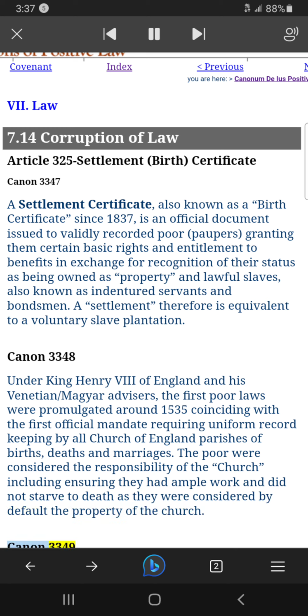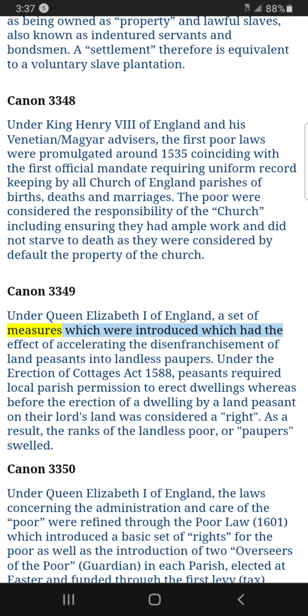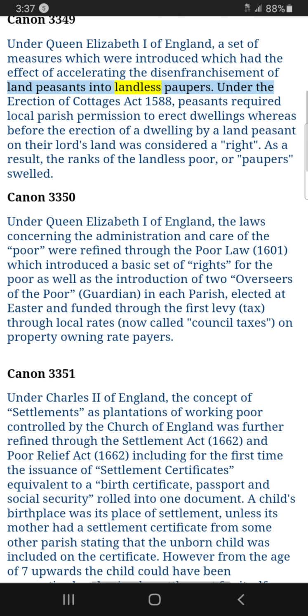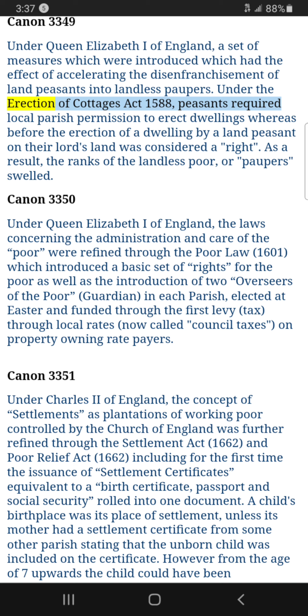Canon 3349. Under Queen Elizabeth I of England, a set of measures were introduced which had the effect of accelerating the disenfranchisement of land peasants into landless paupers. Under the Erection of Cottages Act 1588, peasants required local parish permission to erect dwellings, whereas before, the erection of a dwelling by a land peasant on their lord's land was considered a right. As a result, the ranks of the landless poor, or paupers, swelled.